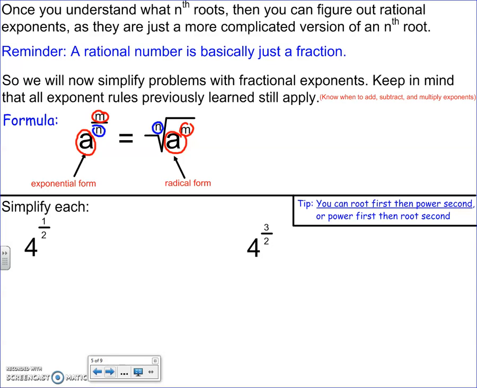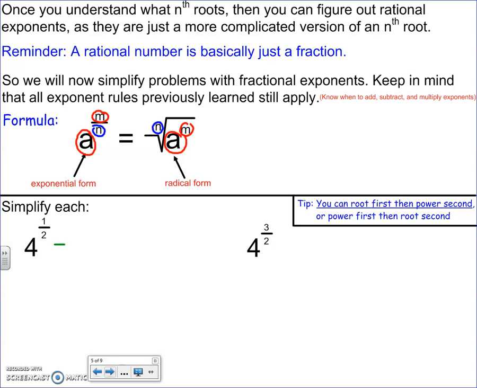So the first one says, what is 4 to the 1/2 power? Remember, we learned powers as, like, if you had 4 squared, it's 4 times itself twice. But what's it mean to have 4 to 1/2? What's 4 times itself 0.5 times? Or the second one, what's 4 to 3/2? 3 over 2 is 1.5. What's 4 times itself 1.5 times? Doesn't make sense. That's why we use this formula.